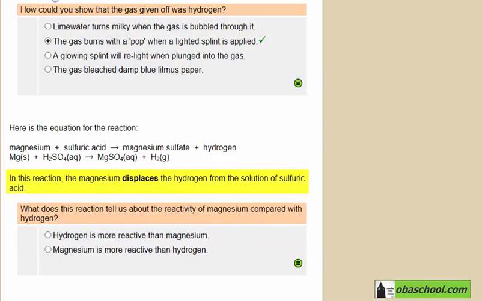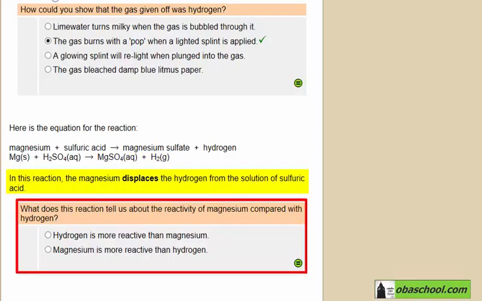In this reaction, the magnesium displaces the hydrogen from the solution of sulfuric acid. So magnesium will take the place of hydrogen. At the reactant side, hydrogen is bonded to SO4. Now magnesium will take the place of hydrogen. So at the product side, we will obtain MgSO4. Now magnesium is bonded to SO4 and we have hydrogen gas, H2.